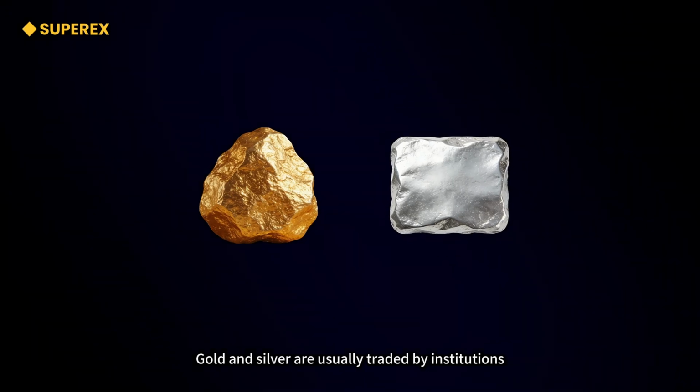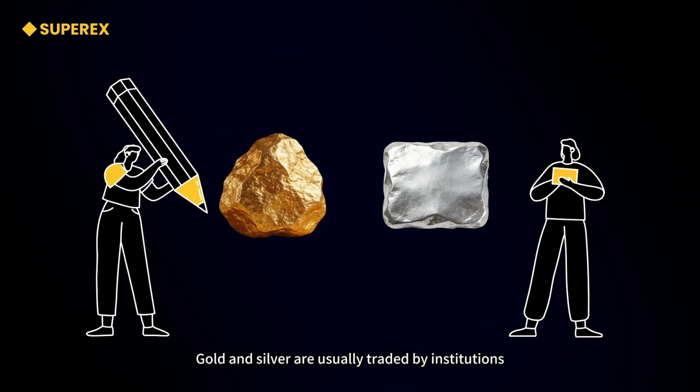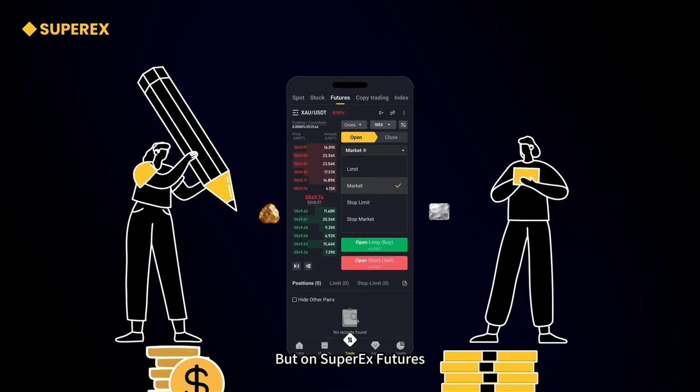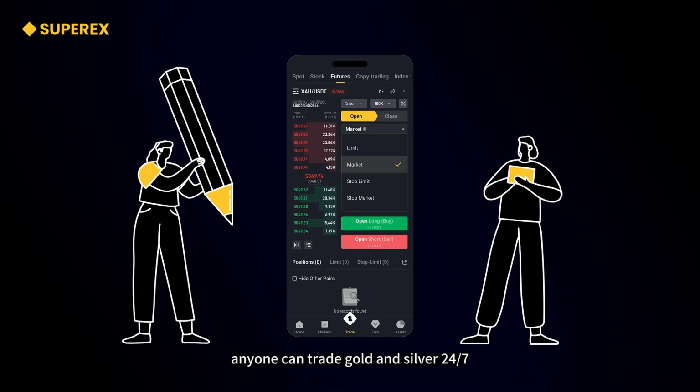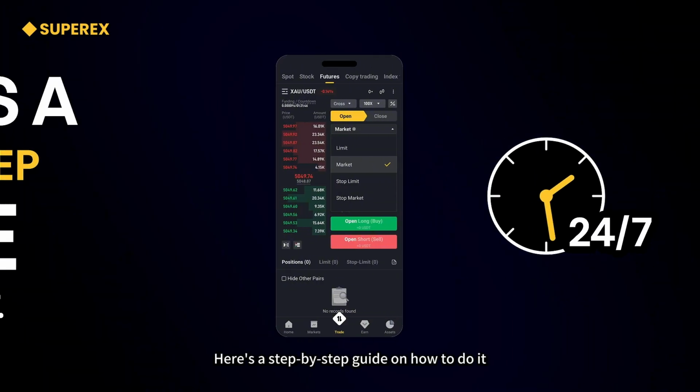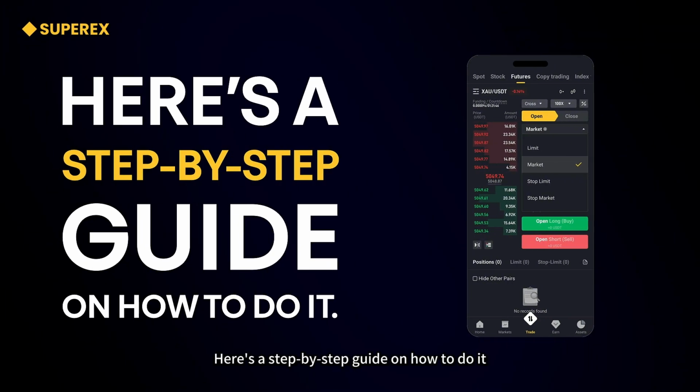Gold and silver are usually traded by institutions with high capital and limited market hours. But on SuperEx Futures, anyone can trade gold and silver 24/7 directly from the app. Here's a step-by-step guide on how to do it.